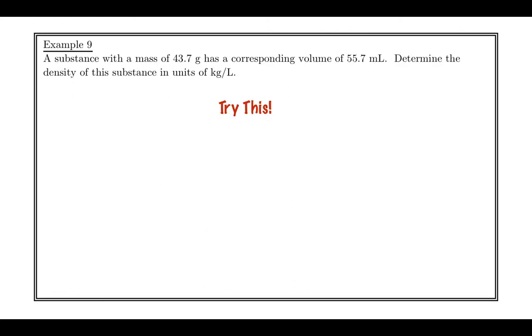Okay, the last question is example number 9. Basically, this is a density question. A substance with a mass of 43.7 grams has a corresponding volume of 55.7 milliliters. Determine the density of this substance in the units of kilograms per liter. Okay, so we know that density is mass divided by volume. So we need to take these values that are in grams and milliliters, we need to convert them, and we need to divide. Try this question on your own. We'll take it up tomorrow in class.